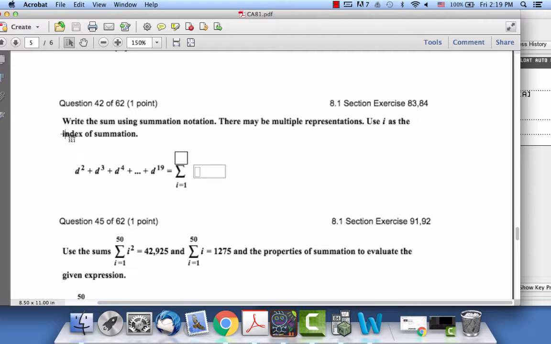This one's slightly more interesting. So I have 18 pieces because I don't have just a d. So I start with 2 and land on 19. So I have 18 things. 1 to 18 would make 18 things. And it's d to the something. The something is counting up 2, 3, 4, and so on, but it starts at 1 bigger than 1. So i plus 1.